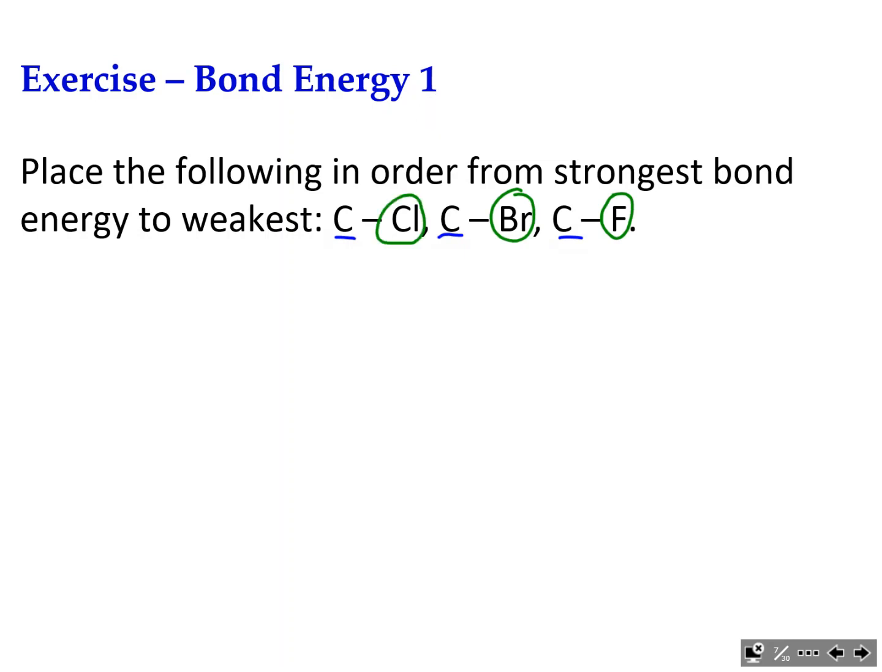So we want to do the strongest to the weakest. The strongest is going to be the one that has the shortest bond length, which is going to be the one with the smaller atom. So that's going to be C to F, right, is the strongest. Then comes C to Cl, and C to Br would be the weakest because this is the largest atom.